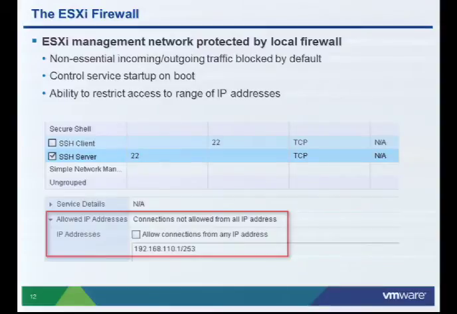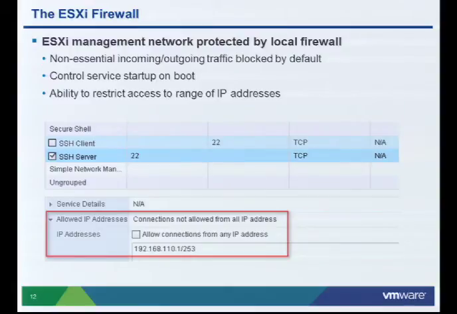So if I have a KB article that's telling me I need to log on to the ESXi shell to fix a problem or accomplish something, I can go in and enable it, but when I enable it, I might want to set a specific set of IP addresses that I'm going to allow that access from.